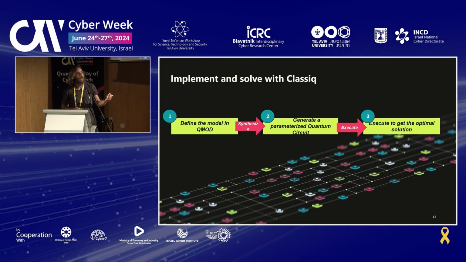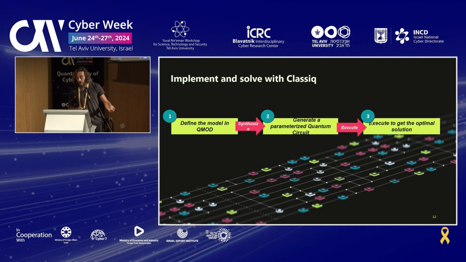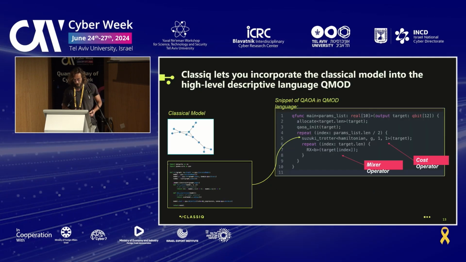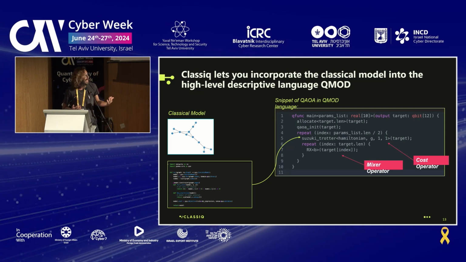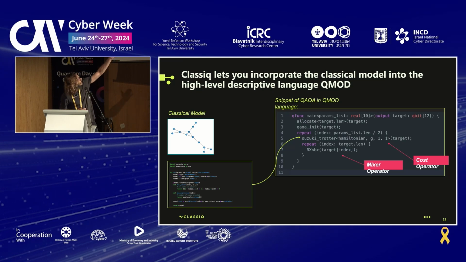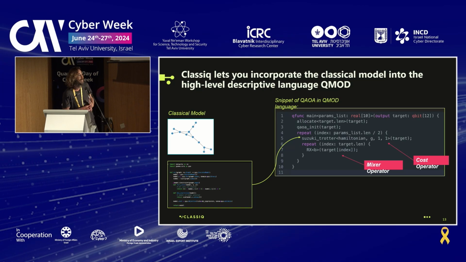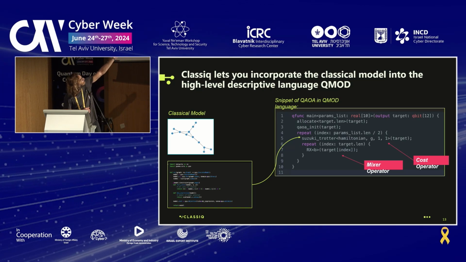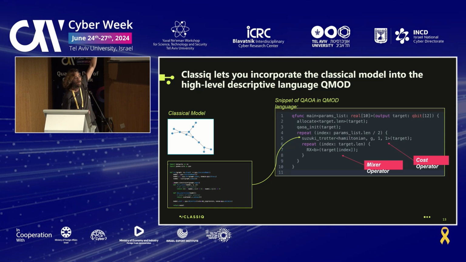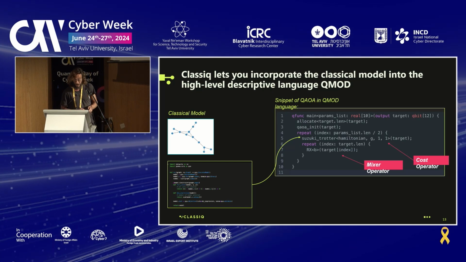So now let's solve our example, and we're going to do that using Classiq. We're going to define the model, synthesize a quantum circuit, parameterize the quantum circuit, and actually execute it. Classiq has its own high-level descriptive language called QMod. It's pretty cool. On the right, you can see how the QAOA is simply implemented with the native language. You can see the cost operator, the mixer operator, and what's nice about it is that it lets you encode the classical model into the quantum model itself.